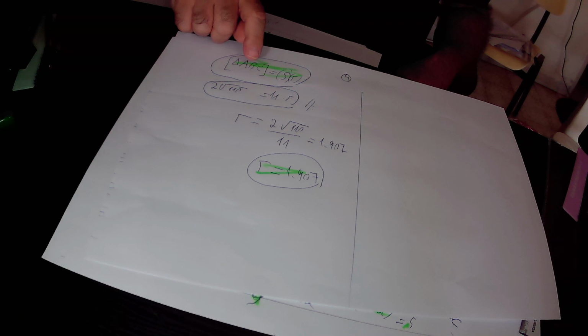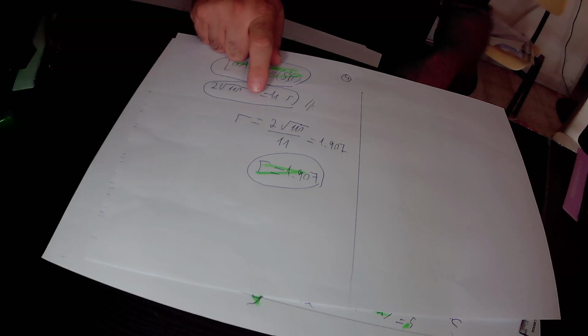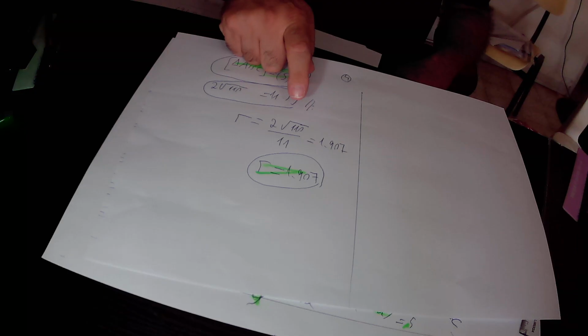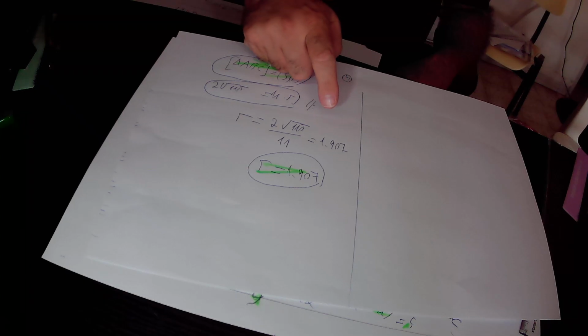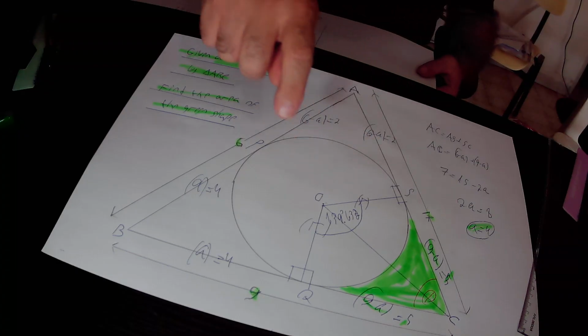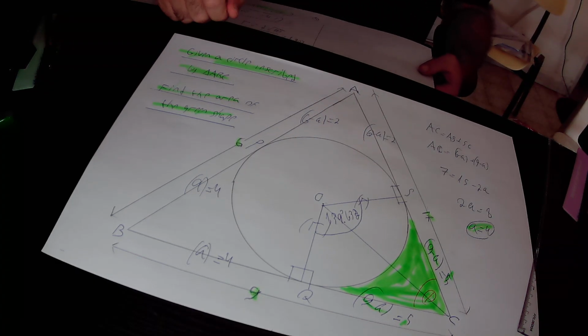Here we divided this equation by 11, and finally found out that the radius of the circle that is described by triangle ABC is equal to 2 times square root of 110 over 11. 2 times square root of 110 over 11 is 1.907. So the radius of this circle that is described by triangle ABC is equal to 1.907 units in its length.